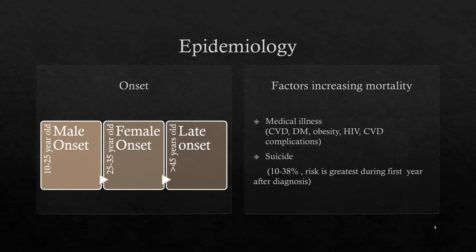Factors that increase mortality are namely medical illnesses as well as suicide. With medical illnesses, if the patient simultaneously has cardiovascular disease, diabetes, obesity, HIV, or any complications of cardiovascular disease, there is an increased rate of mortality. Suicide mortality, I think that's quite self-explanatory, but about 10 to 38% of schizophrenic patients eventually end up committing suicide. The risk is greatest during the first year after diagnosis.